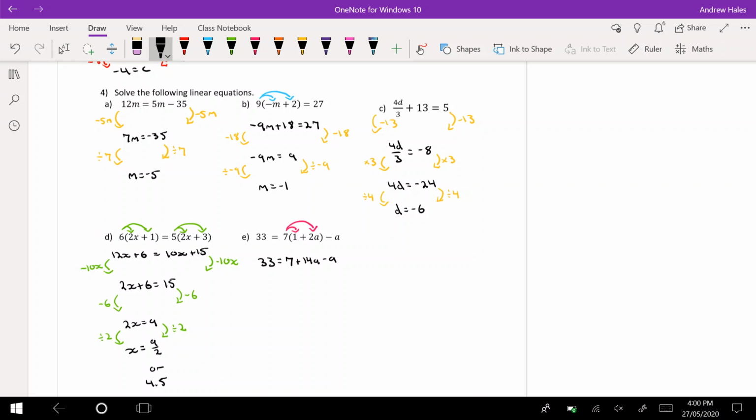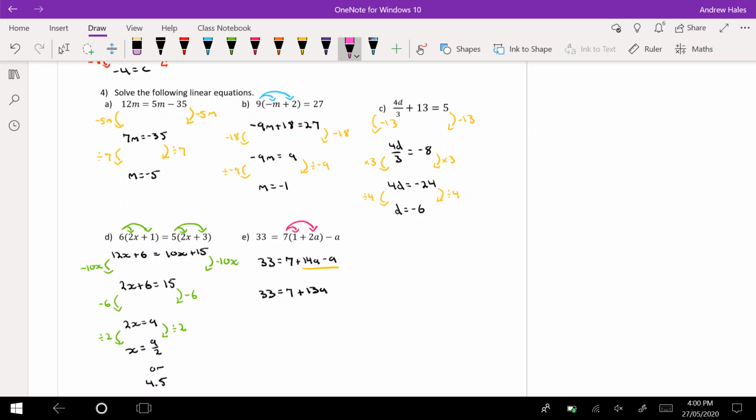Now what I should do first is I should combine all my like terms. Always try and make it as simple as possible before you start moving things around. So I can combine these two, and that's going to give me 13a. So 33 equals 7 plus 13a.